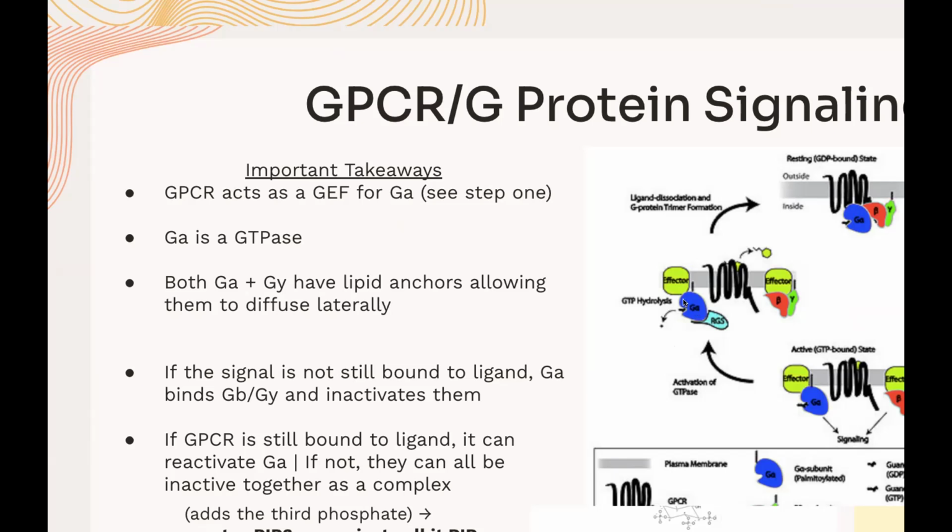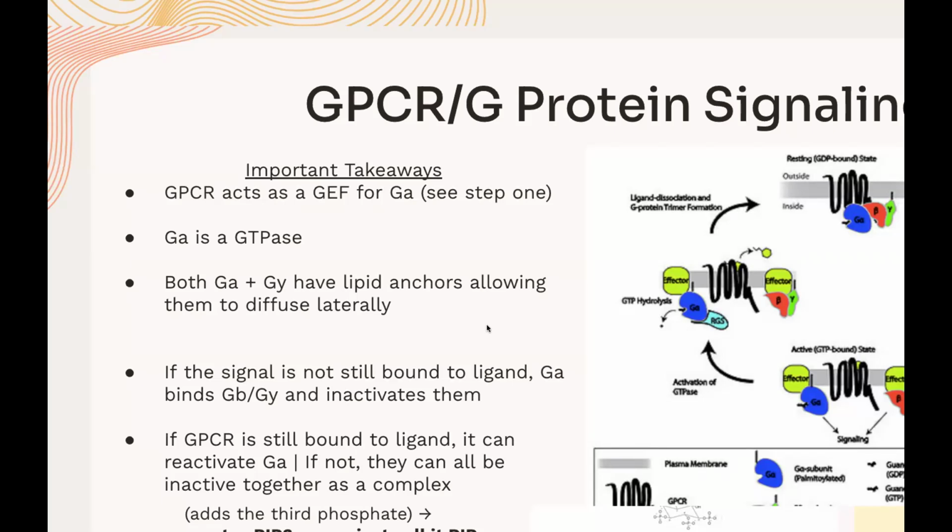When it's inactive, it comes back together with beta and gamma and forms that one complex again that we had at the start. Okay? So it's important to remember alpha is the one that does the hydrolysis, which makes it a GTPase, right? A GTPase is a protein that changes GTP to GDP. And then these two just separate. They still contribute to signaling, but we don't talk about the exact signaling in this class.